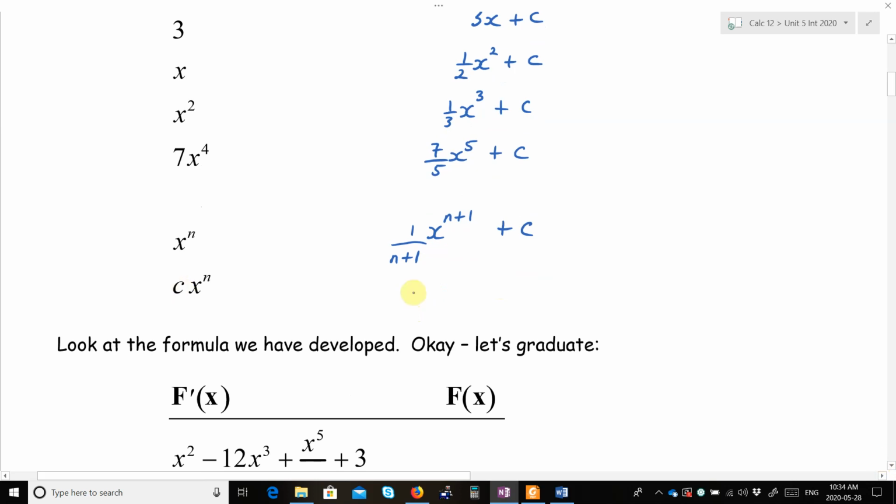And if there's some other constant in front, same deal. Power goes up by 1. Whatever's in front is going to get divided by that new power. And then, of course, we still have to have plus a constant. I'm going to put C1 just to differentiate that from that C constant that's in front.